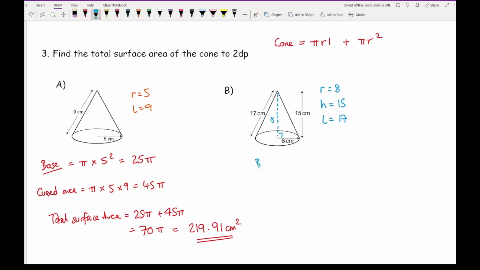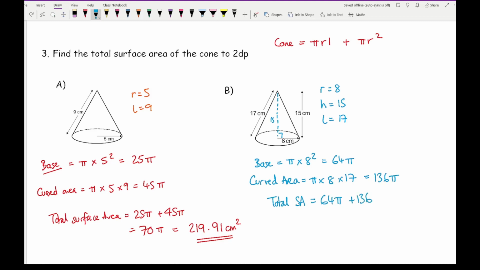So here let's work out the base, which is pi times 8 squared, which is 64 pi. Then let's work out the curved area, which is going to be pi times 8 times 17, and 8 times 17 is 136, so it's 136 pi. So then the total surface area is going to be 64 pi plus 136 pi.